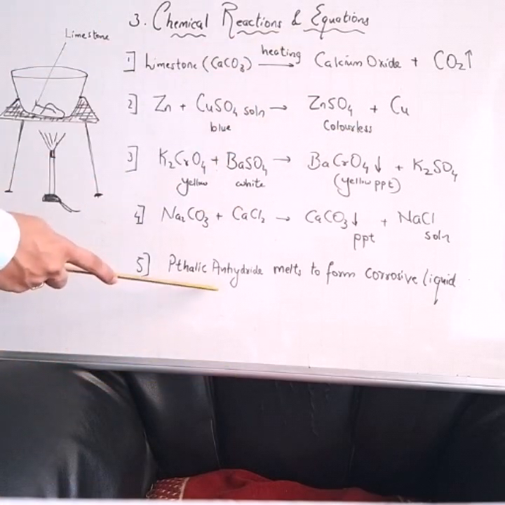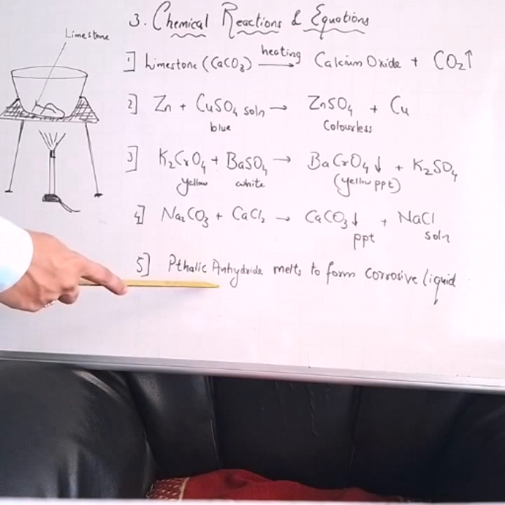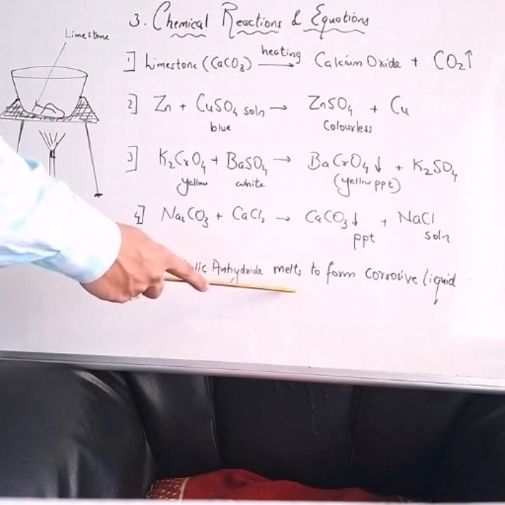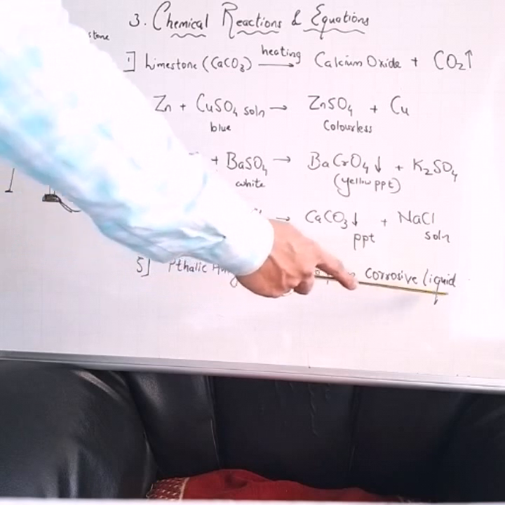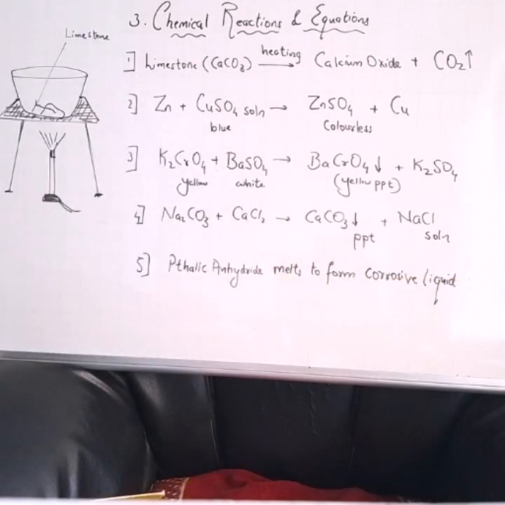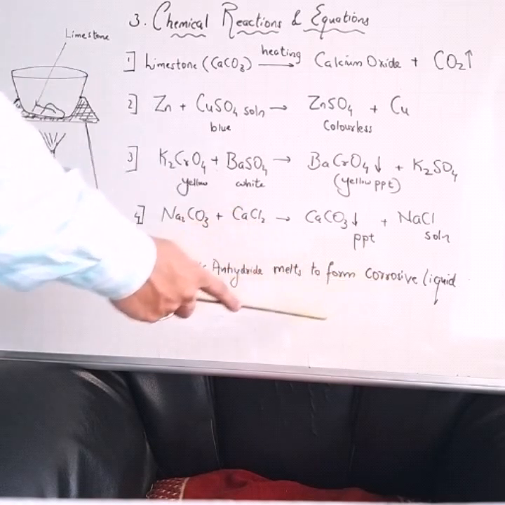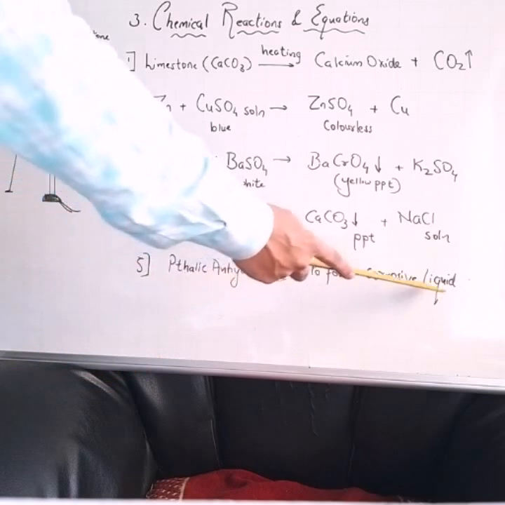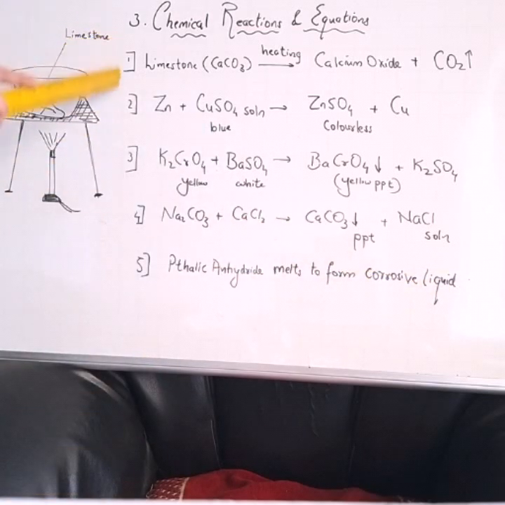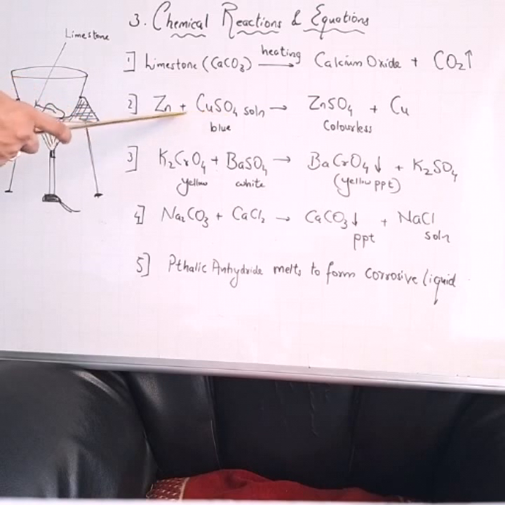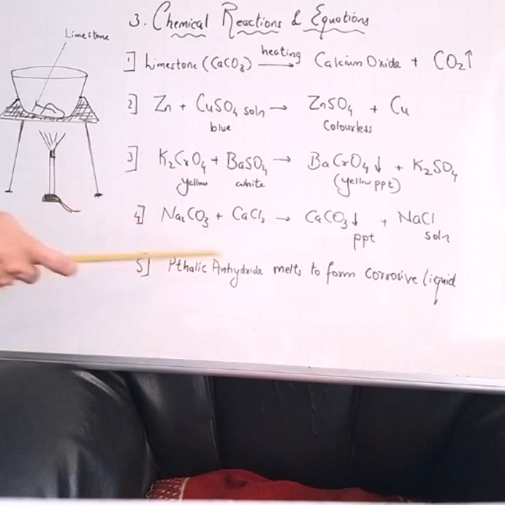Now last is phthalic anhydride. Phthalic anhydride melts on heating to form a corrosive liquid. Understood? When you heat phthalic anhydride, it undergoes melting and it reacts with oxygen to form a corrosive liquid. So these are the five changes we observe when we heat these compounds: limestone, mixture of zinc plus copper sulfate, potassium chromate plus barium sulfate, sodium carbonate and calcium chloride, and phthalic anhydride.